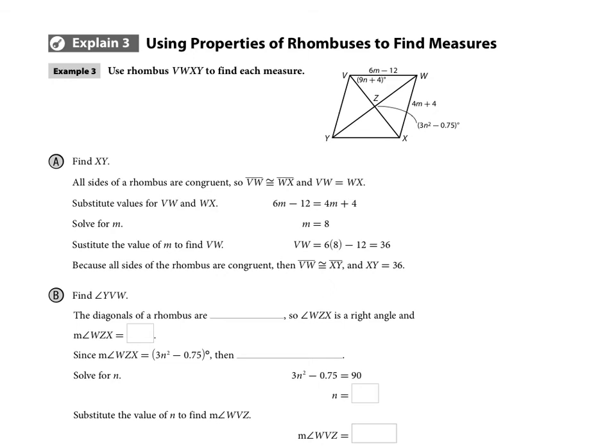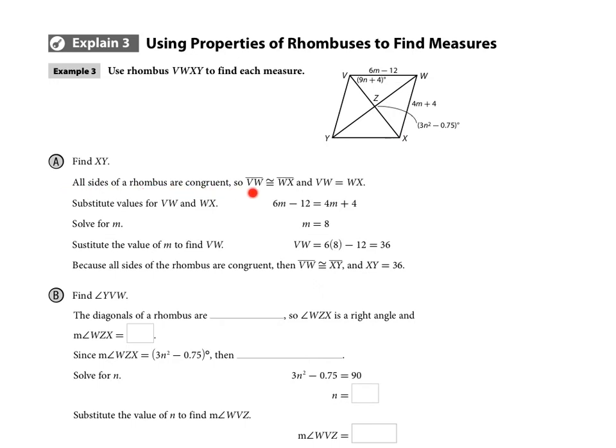Okay, on the next page, explain 3 here, we're going to be using the diagram of the rhombus that we're given to find each measure. So for part A, what we're going to do is find the measure of XY. So that's this right here at the bottom. Now, of course, we know it's a parallelogram, so XY is going to be congruent to VW. And because it's a rhombus, VW is going to be the same as WX.